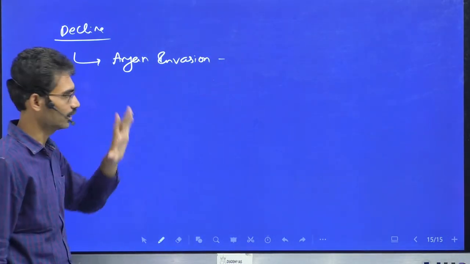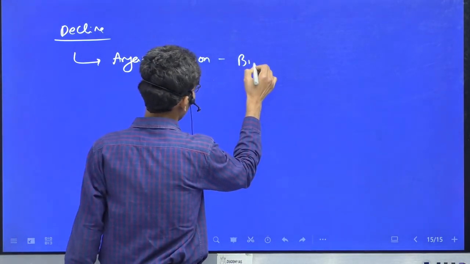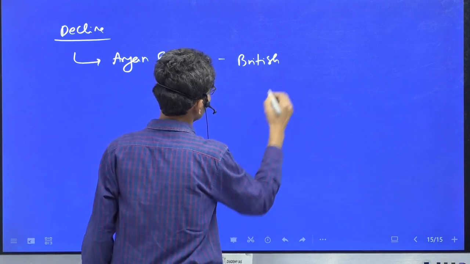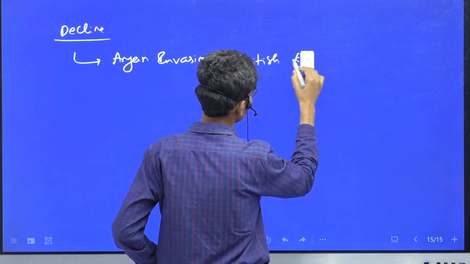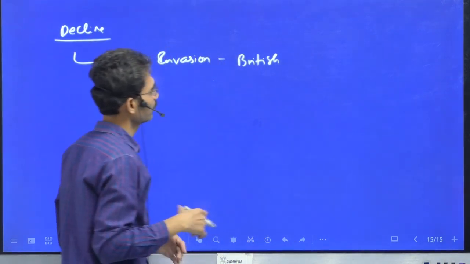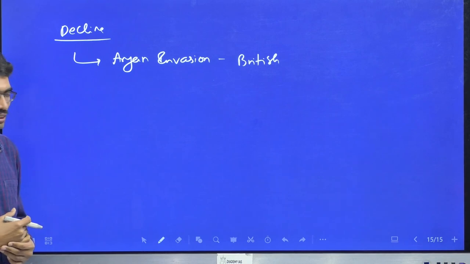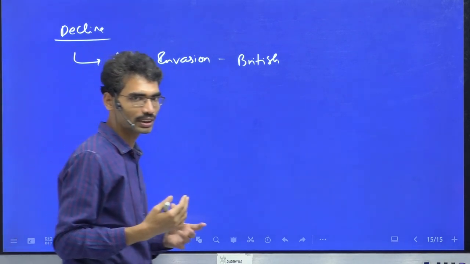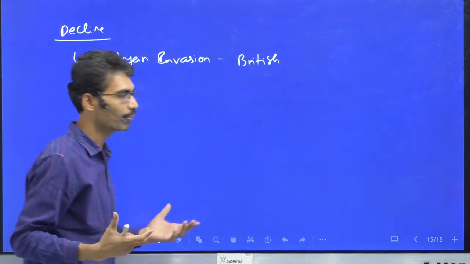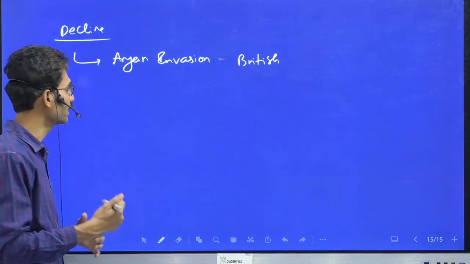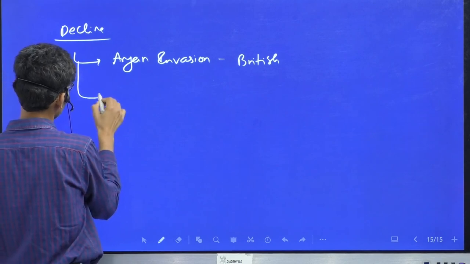Aryan invasion theory. British archaeologists, Mortimer Wheeler, he propagated this Aryan invasion theory, but there is no sufficient evidence to show that Aryans invaded this area and completely uprooted them, displaced them. Next one, ecological.